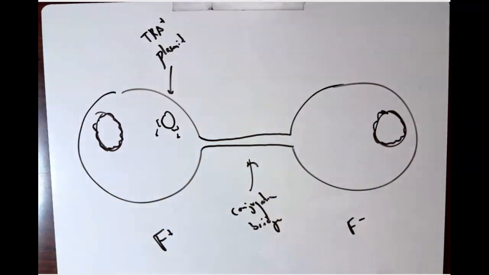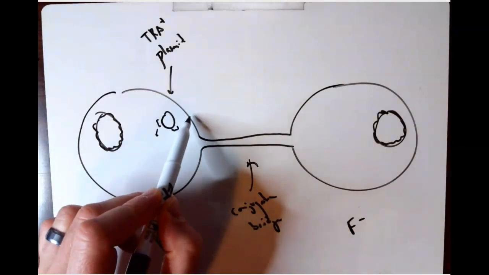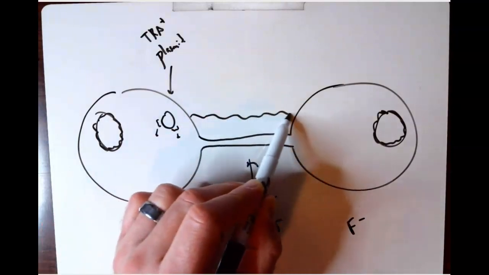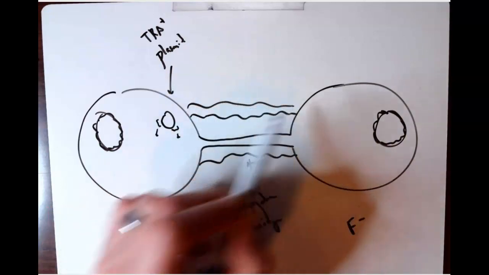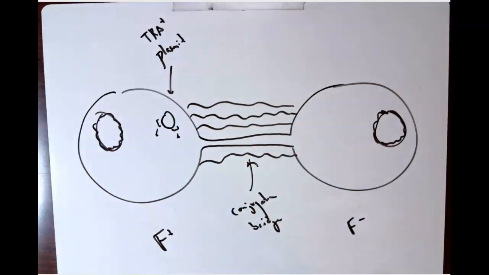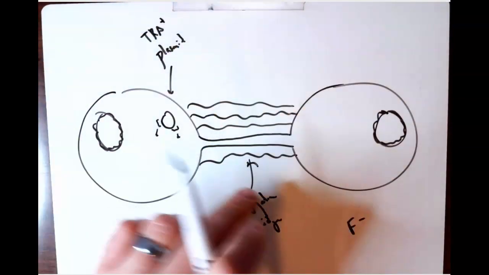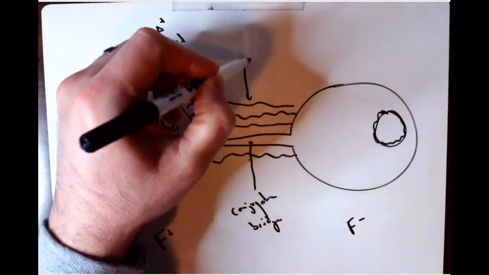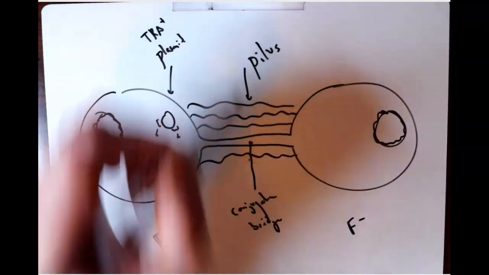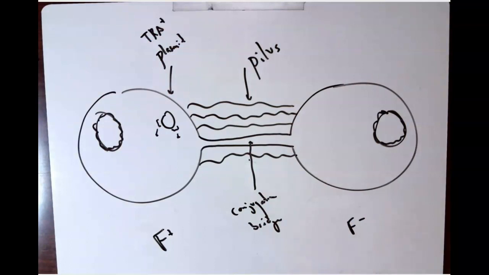Now, it takes a while for these conjugation bridges to form. They're pretty elaborate structures. So before a conjugation bridge can even be established, the F+ cell must first put out almost like protein cables, protein binders, that allow it to hold on to the F- cell that it's going to trade DNA with. And these non-hollow protein cables are each called a pilus, and together they're pili.